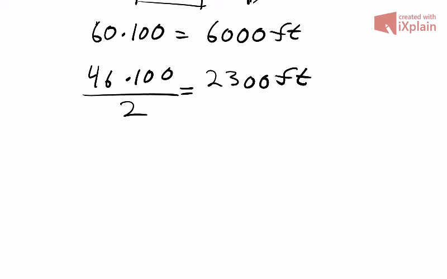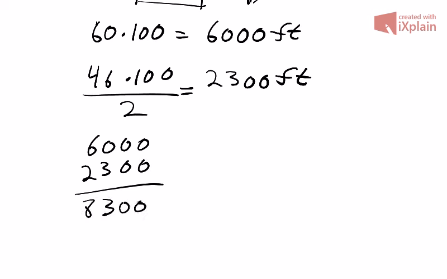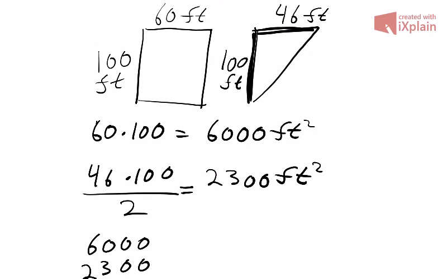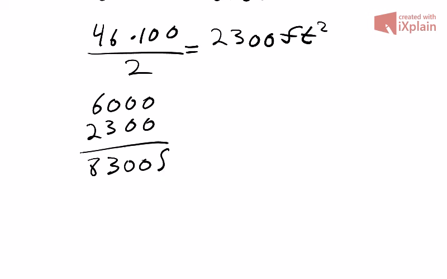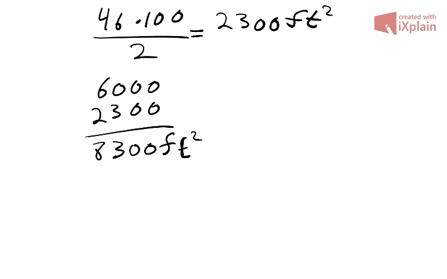Now all I have to do is add these areas together. So I have 6,000 plus 2,300 equal to 8,300. These should both be feet squared. I'm sorry about that. So when we multiply these, we have feet times feet, which gives us feet squared. We're going to have 8,300 square feet is going to be my final answer there.